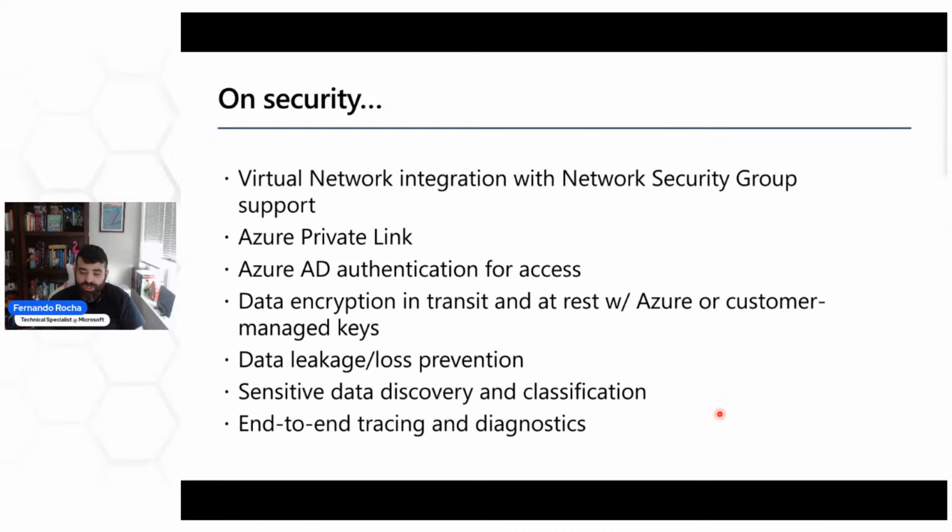So you can use your own keys to encrypt your messages that are on Azure Service Bus as well, right? To make sure that they are encrypted. You have data leakage and loss prevention out of the box with Azure Service Bus. You can use other Azure services as well to detect and classify the sensitive data that's within Azure Service Bus. If you have PII, PCI information, intellectual property, all of that can be detected within your Service Bus instance. And you have end-to-end tracing and diagnostics, right?